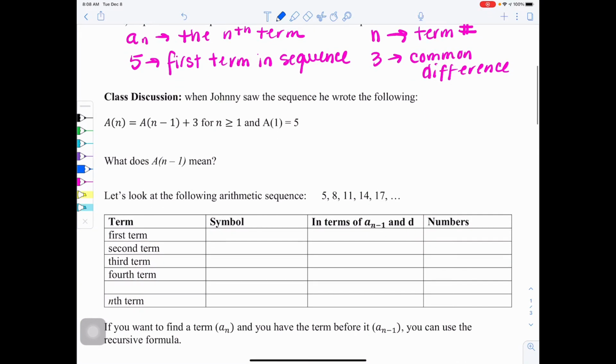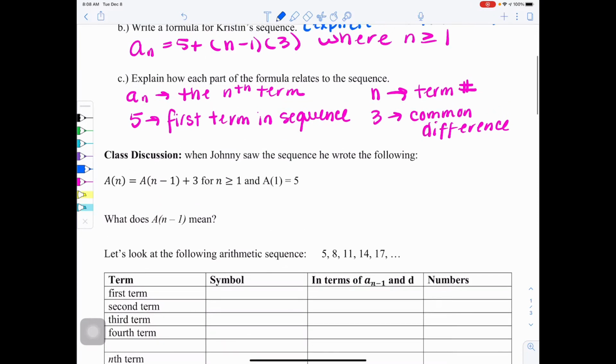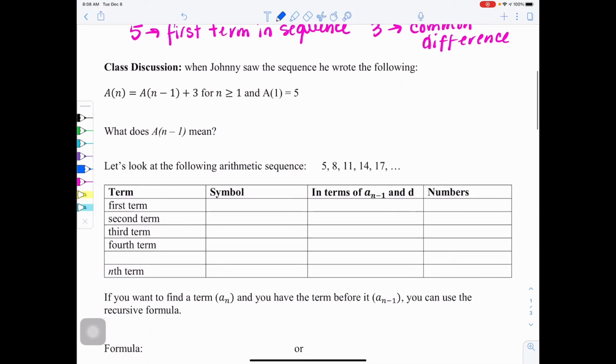So when Johnny saw the sequence, he wrote the following. He wrote a of n equals a of n minus 1 plus 3 for n is greater than or equal to 1, and a sub 1 is 5. If you look at the difference between this, there's a slight difference in notation.